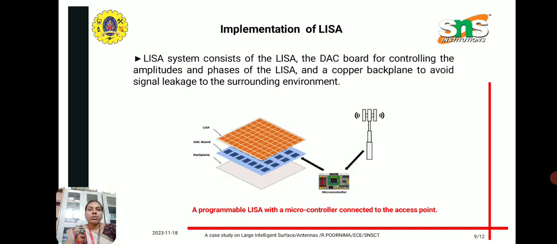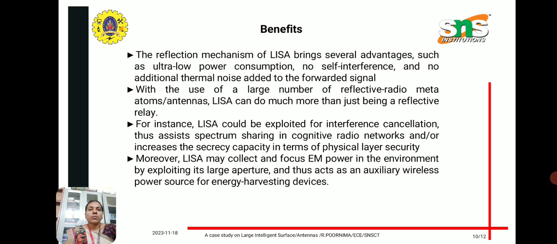So, the implementation of large intelligent surface antennas. It consists of a LISA, then a DAC board for controlling the amplitude and phase of LISA, then a copper backplane to avoid signal leakage to the surrounding environment, and also a microcontroller, which is connected to the access point. And the benefits of these antennas are that the reflection mechanism of LISA brings several advantages such as ultra low power consumption, no self interference and no additional thermal noise added to the signal. And it also uses a large number of reflective radio metamaterial antennas.